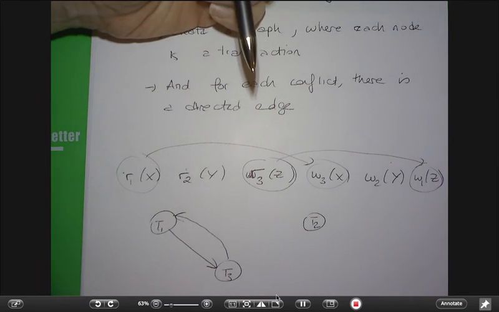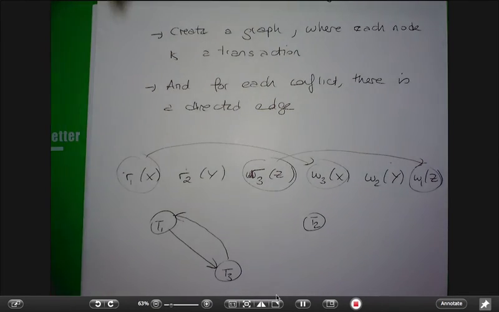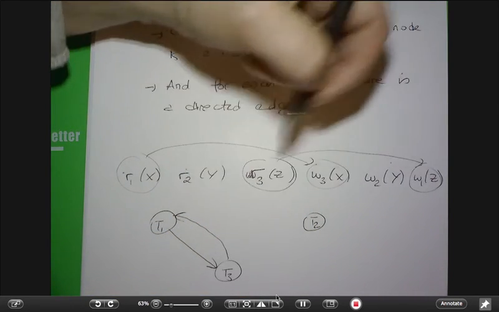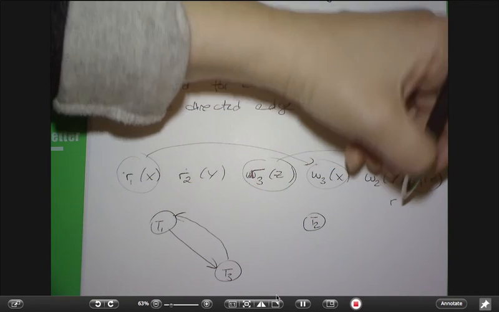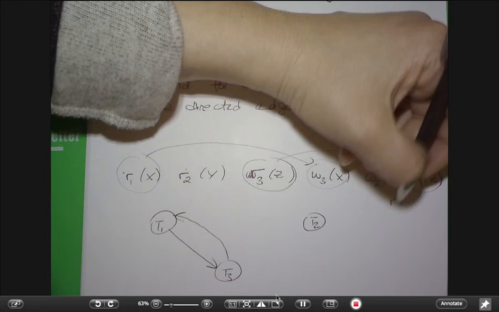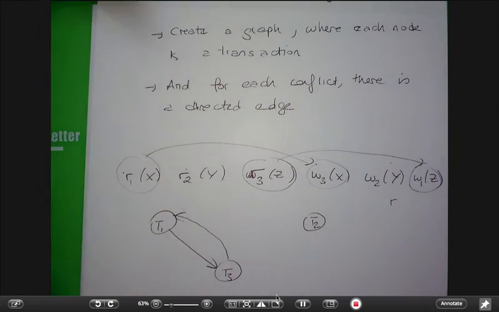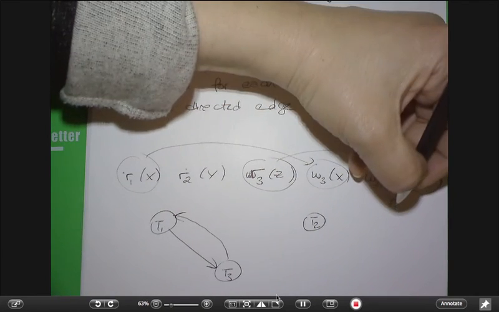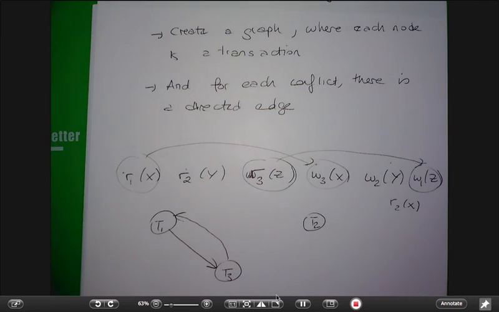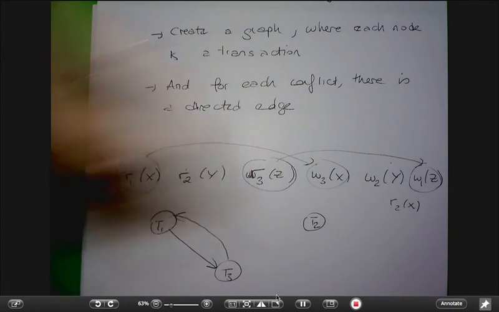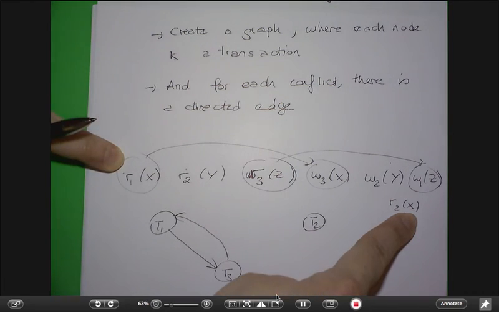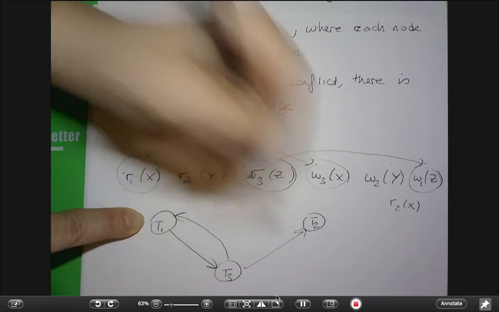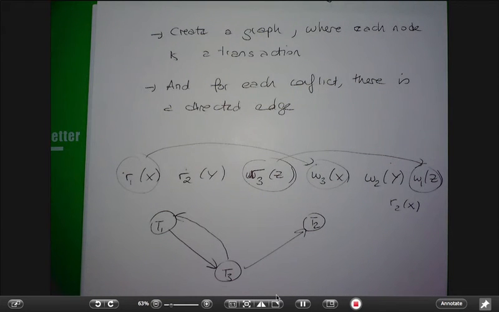Then I have W3 of x. I want to do something with T2 here. Let's do T2. T2 is not doing anything interesting. T2 reads x. After this, since T2 reads x after T3 writes, that means 2 must come after 3. And this is all I have.